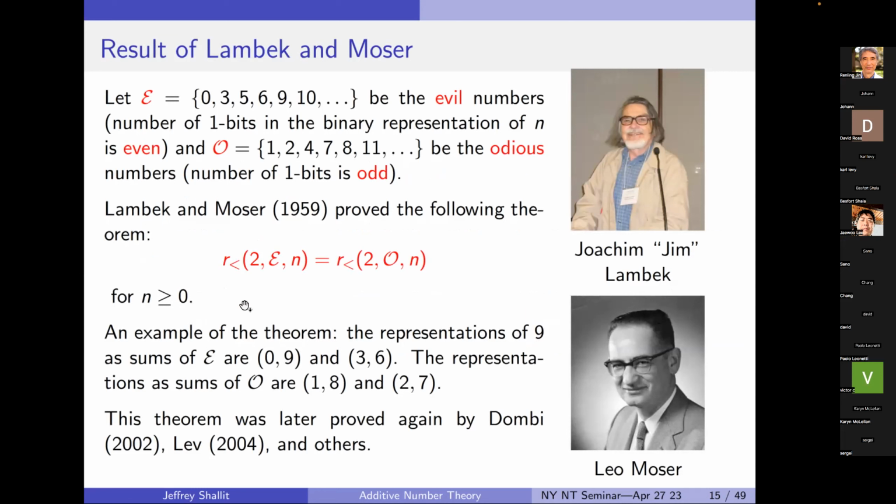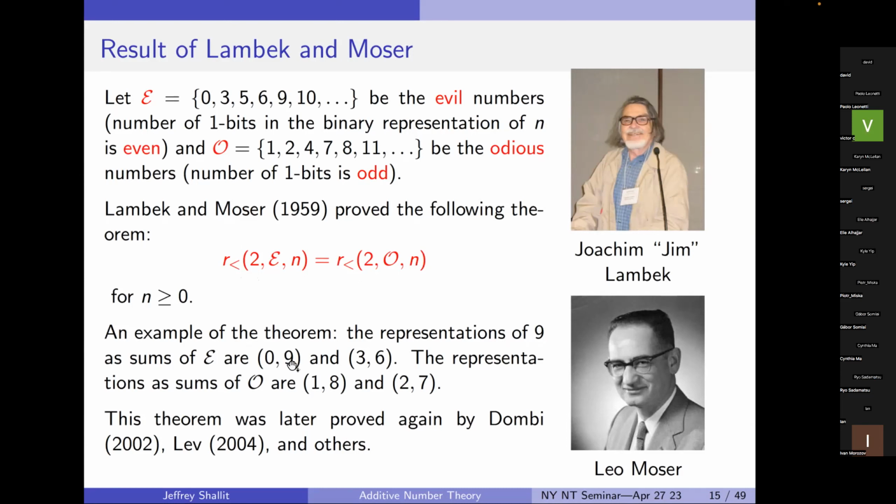So what they proved is, if you count the number of representations of n as a sum of two evil numbers, where you impose an ordering on the summands, they have to be strictly increasing, it's exactly the same as the number of ways to write n as a sum of two odious numbers, again with the same restriction. So they proved that about 60 years ago.